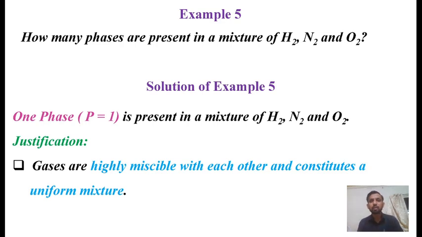How many phases are present in a mixture of H2, N2 and oxygen? As we know that all the gases are highly miscible with each other and they constitute a uniform mixture, therefore in this example of mixture of hydrogen, nitrogen, oxygen, it is a one phase system.